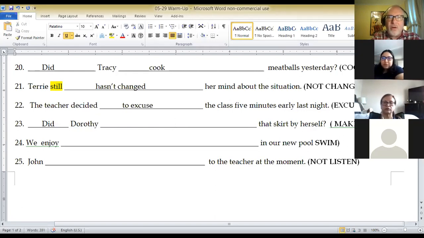Did Dorothy make that skirt by herself, right? Right, because we're only talking about one skirt, and it's already made. So I would remember details about the past. We ask for simple past. Okay.